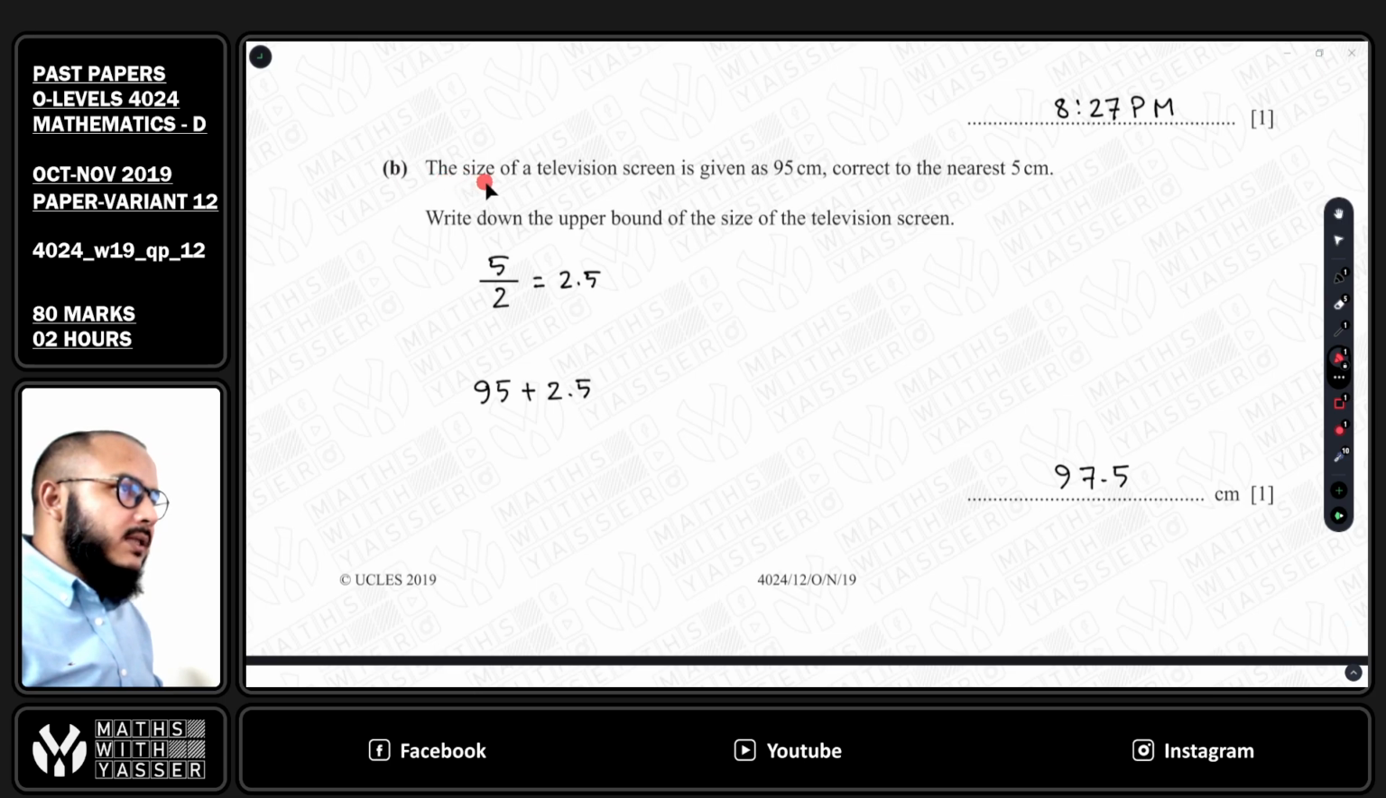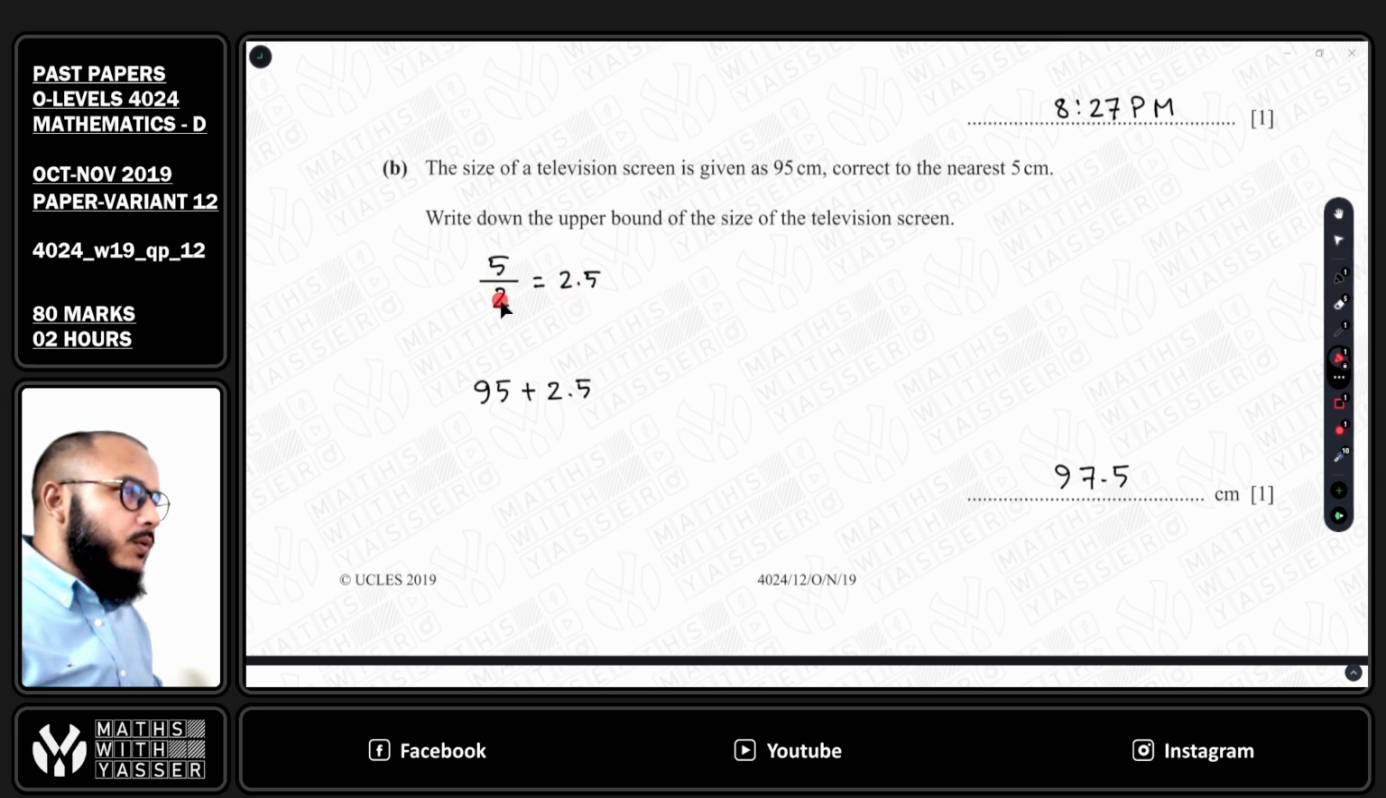Next we have, the size of a television screen is given as 95 centimeter, correct to the nearest 5 centimeter. Write down the upper bound of the size of the television screen. So since it's corrected to the nearest 5 centimeter, we first need to figure out what is the value that needs to be added or subtracted depending on the question.